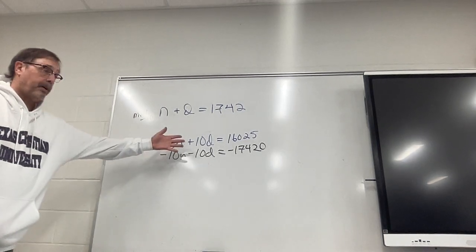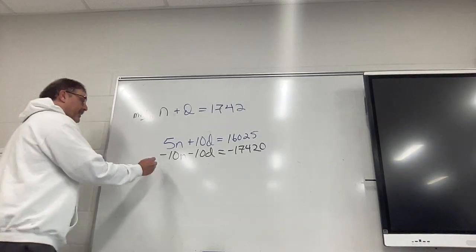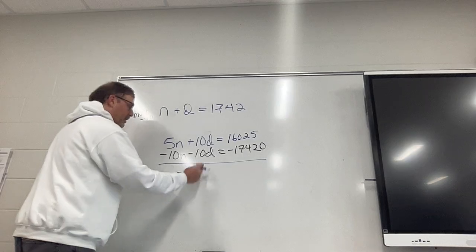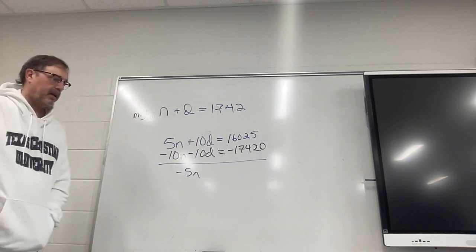I have lined them up. I have a +10 on top of a -10. I add them straight down, -5n. Eliminated. They've been eliminated.